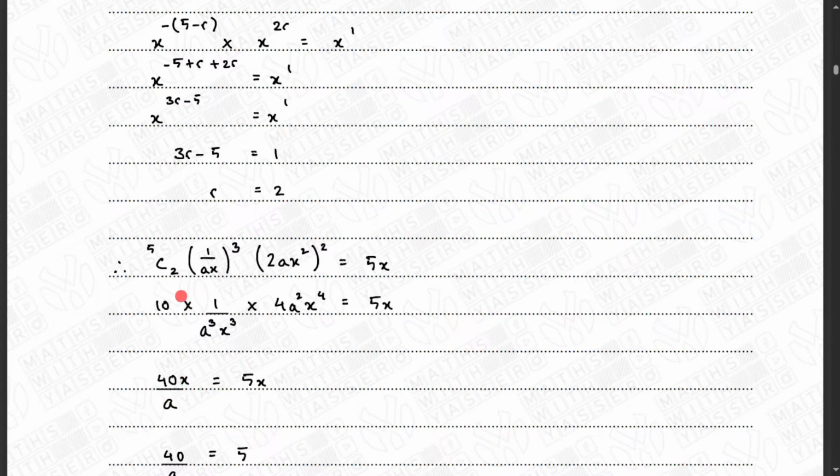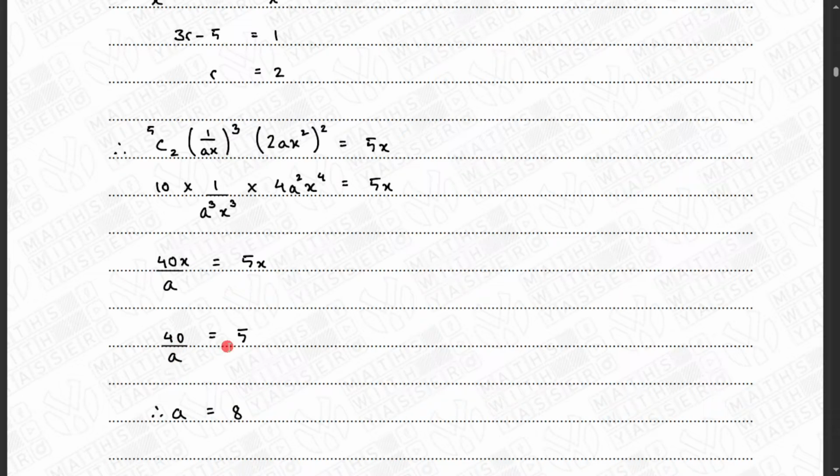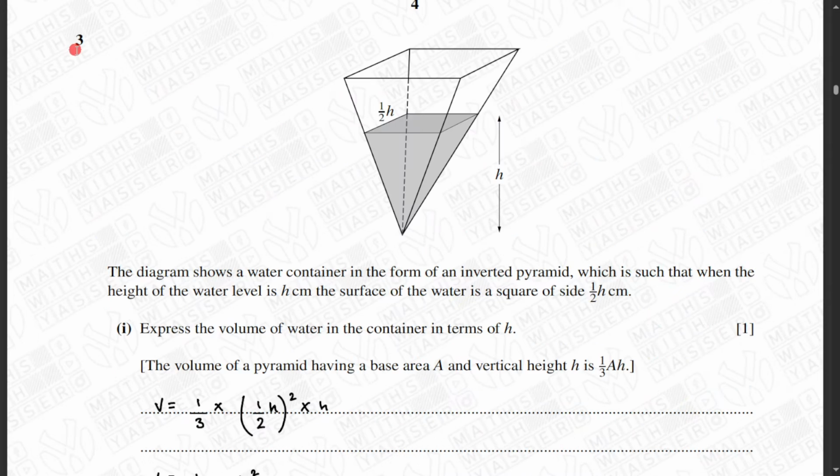As you can see, with the help of the value of r, which is 2, we are getting the coefficient of x. So this must be equal to 5x. Now we can say that 40 over a equals 5. Therefore, a equals 8.